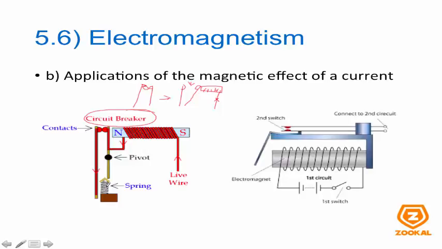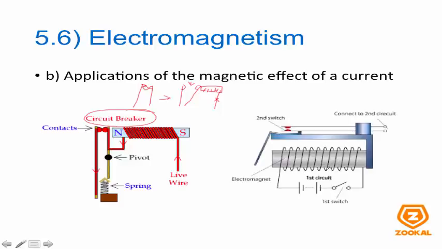The spring here ensures that once the current stops flowing through, your contact would then be in contact with the circuit again, closing the circuit, and your current will continue flowing through the circuit again. Over here is another circuit breaker.